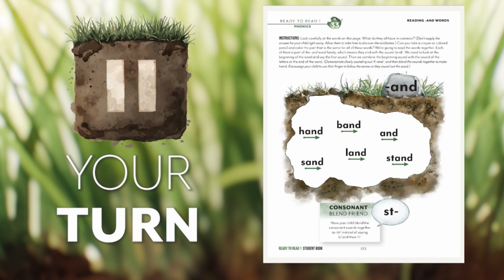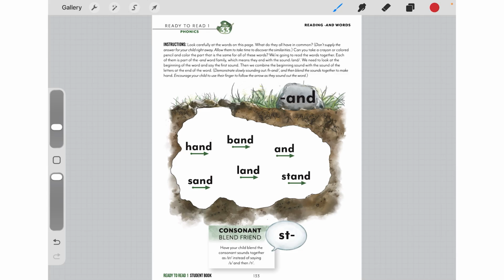Did you notice that each word is part of the A-N-D word family, which means they end with the sound "and"? Remember, we need to look at the beginning of the word and say the first sound. Then we combine the beginning sound with the sound of the letters at the end of the word. Let's circle the part that is the same for all of these words. All of these words are part of the A-N-D word family.